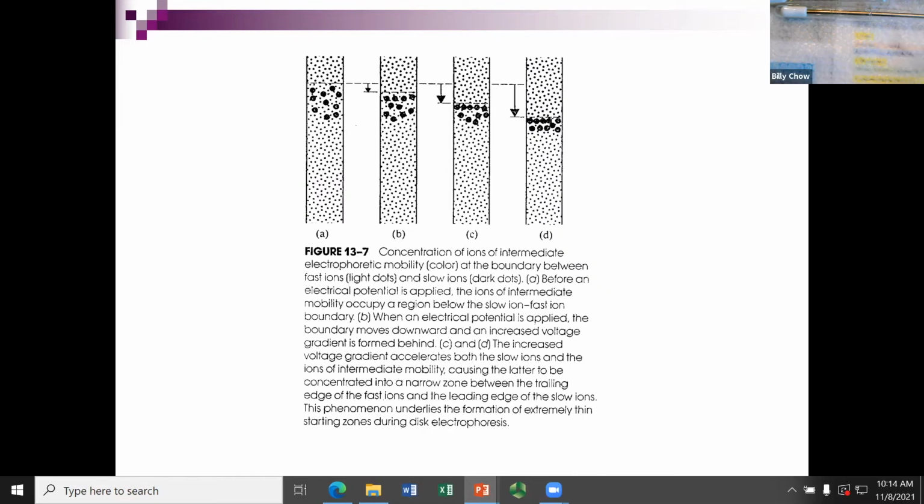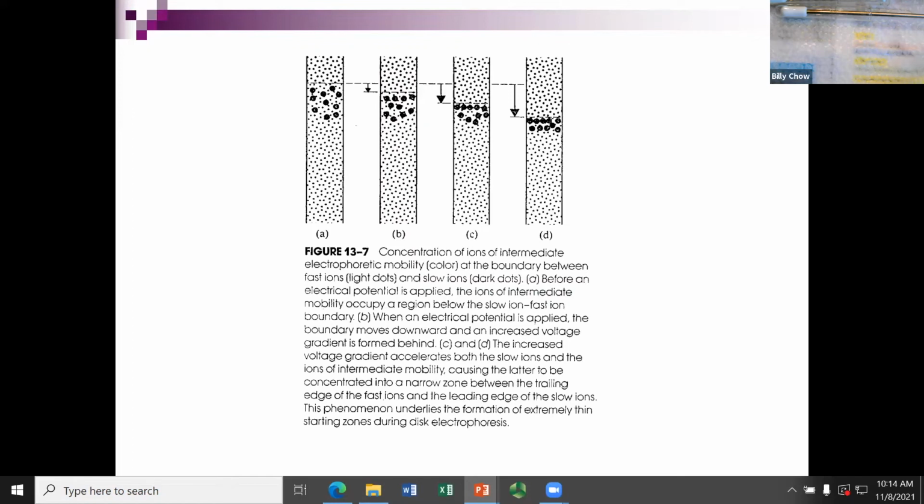But in this case, because of this continuous buffer system generating a moving boundary, that results in a discontinuous voltage gradient as well. Therefore, the proteins are behaving differently. And you can only explain how the protein moves along the gel according to what I've just told you. Is that clear?